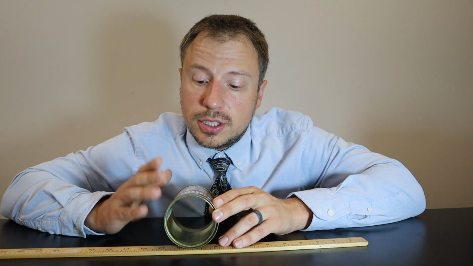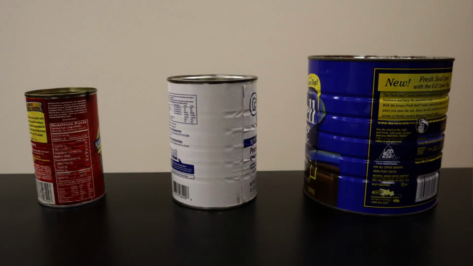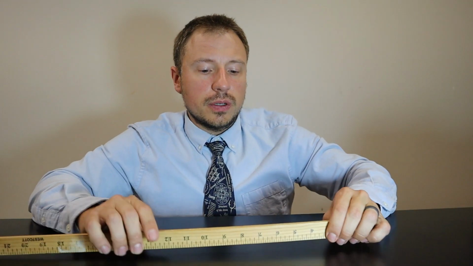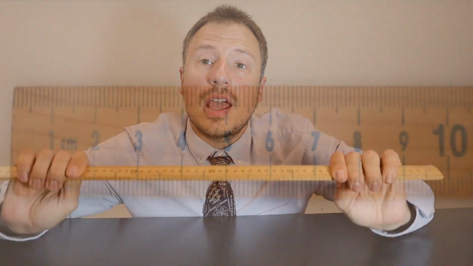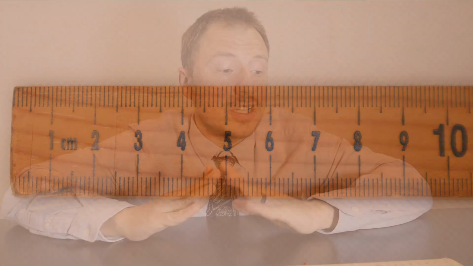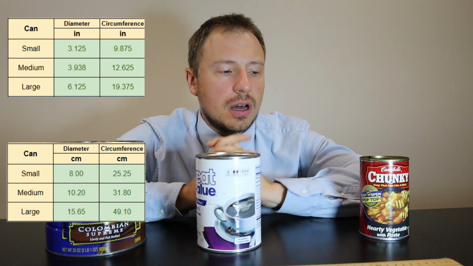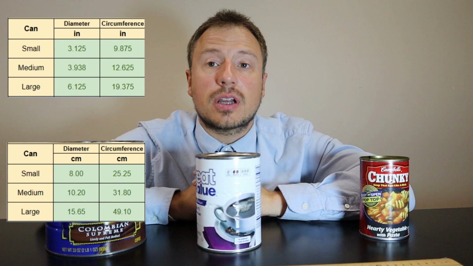So you're going to do that for the small, medium, and large can. Then you are going to flip that measuring stick over and do the same thing for the metric side, and you're going to measure that in centimeters. You're going to measure the diameter of each can and the circumference of each can. So I did these cans here, but I would encourage you to get different cans, and I'll put the data table up for the metric and the English system of what I got for the diameter and the circumference for each of these cans.